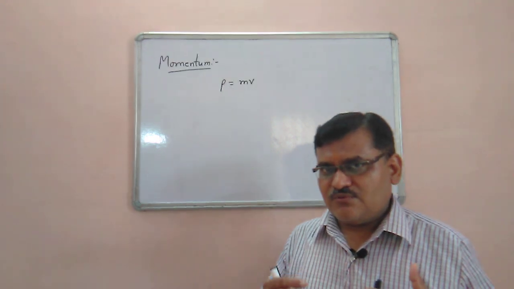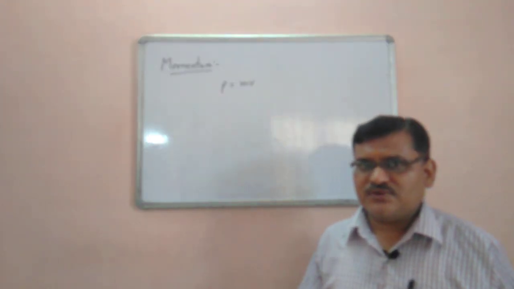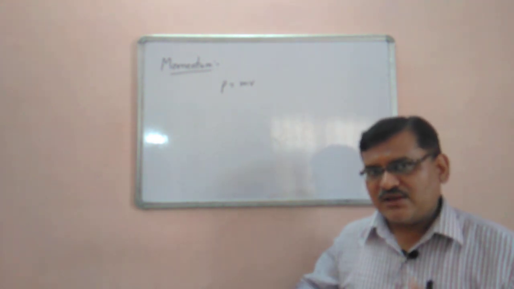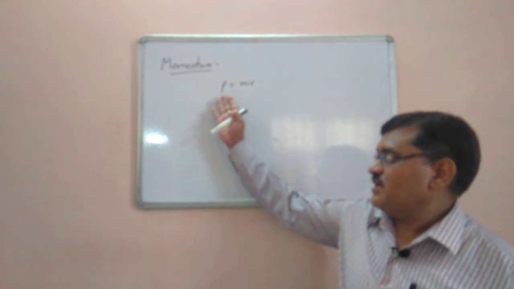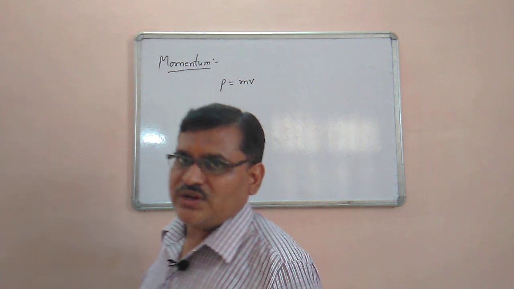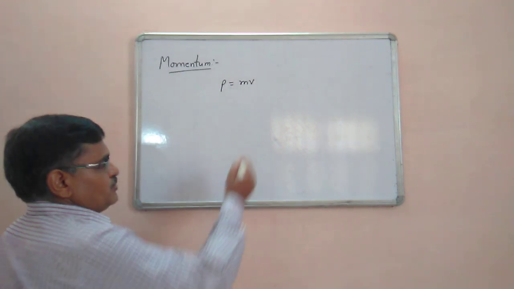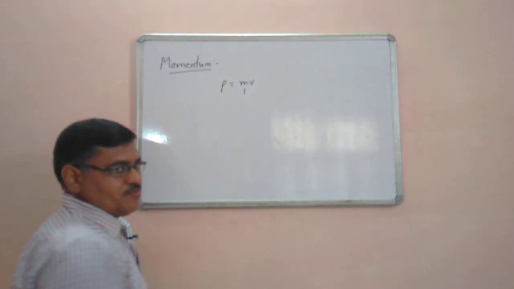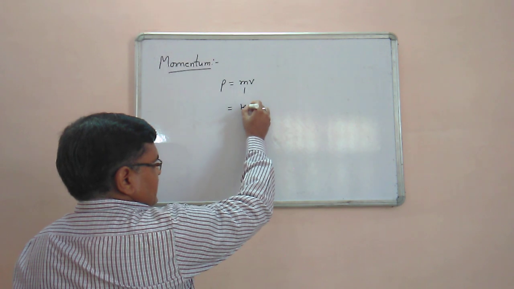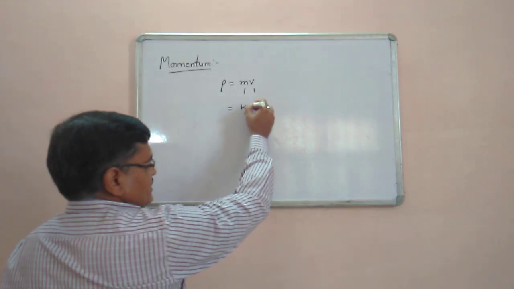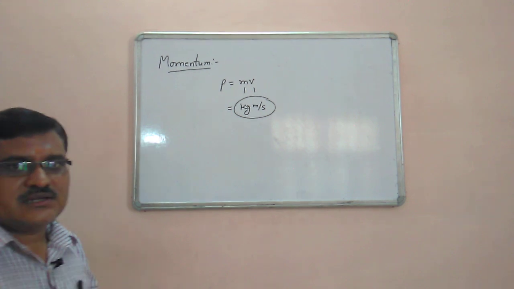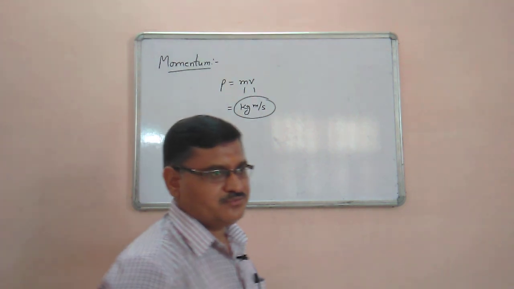So if we want to write the definition of momentum, we can say that it is the amount of motion present in an object. If we want to define it mathematically, we can define momentum as the product of mass and velocity. Now let us see what the unit of momentum is. I hope you know the unit of mass. The SI unit of mass is kg, and the SI unit of velocity is meter per second. So kg meter per second is the SI unit of momentum.